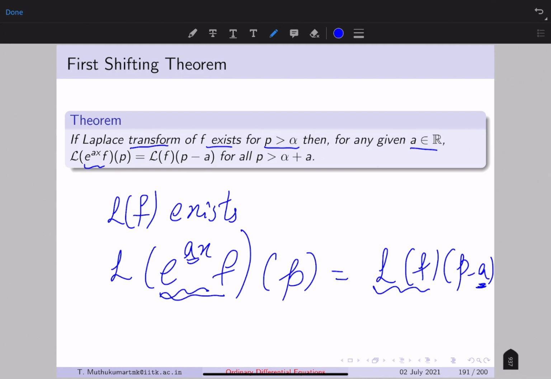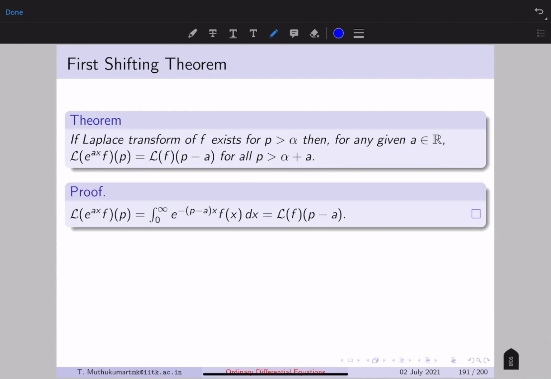Okay, and this is valid for all p greater than alpha plus a, okay, alpha plus a. So this is the first shifting theorem. Basically it's called shifting theorem because, as you can see here, multiplying by exponential is the same as shifting the Laplace transform by a. That's why it's called the first shifting theorem. Okay, and first because you will also see another shifting theorem after this.